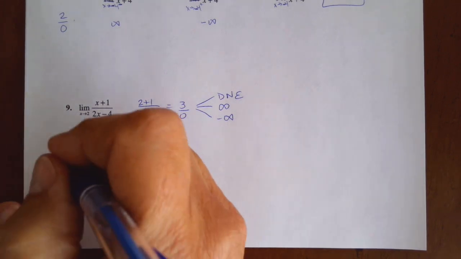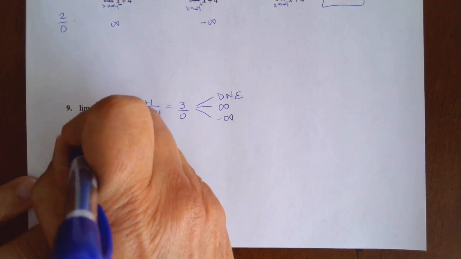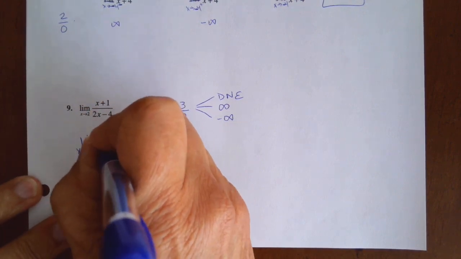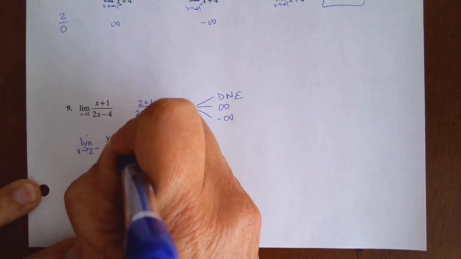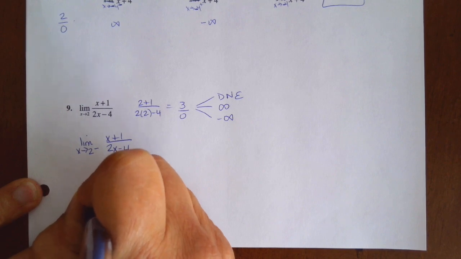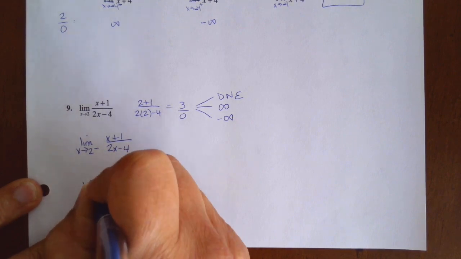All right, so I need to look at the limit as x approaches 2 from the left of this problem. And I need to look at the limit as x approaches 2 from the right. All right.